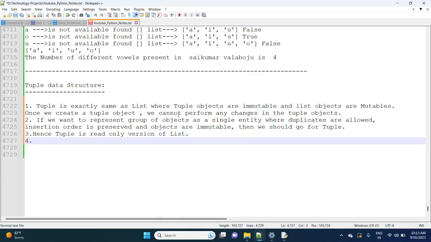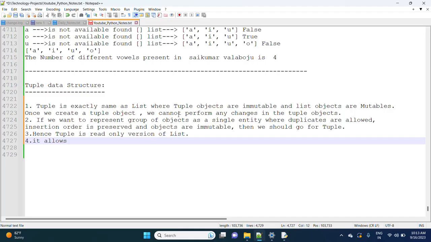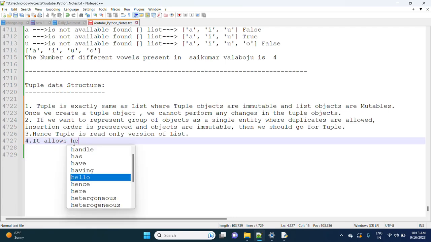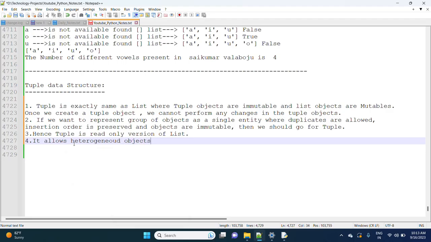Fourth point: tuple allows heterogeneous objects also. It allows heterogeneous objects.